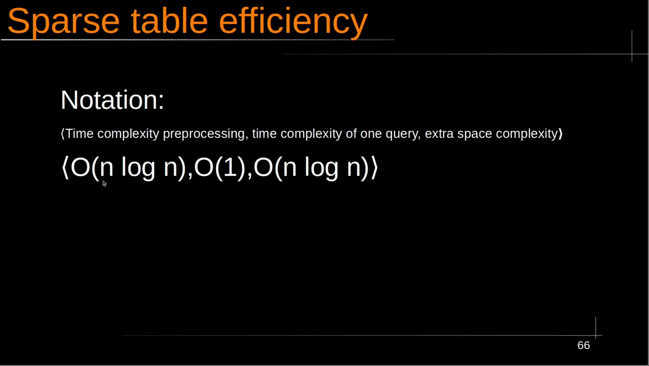It's n log n time for pre-processing. For a single query, it's constant time, as you see. And the extra space complexity is the sparse table itself, n log n, because we have n rows and log n plus 1 columns. We can say log n.